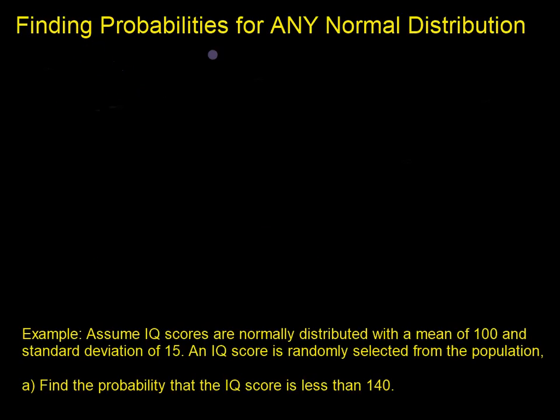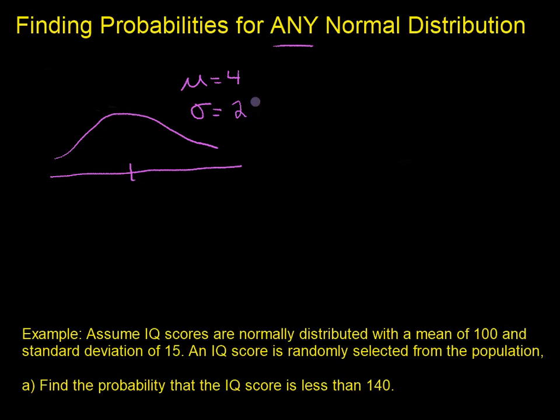In this video, we're going to discuss finding probabilities for any normal distribution. So for example, say we have a normal distribution that looks like this, where its mean can be anything, not necessarily 0. For the standard normal, it has to be 0, but this is any normal distribution. So say its mean is 4, and its standard deviation could be anything, say 2. It doesn't need to be 0, 1.